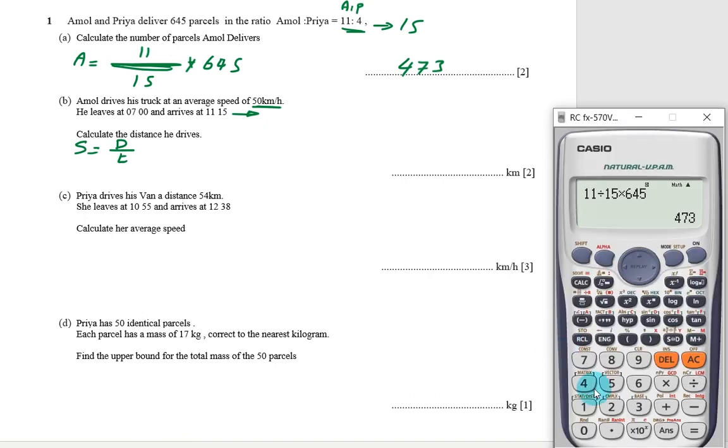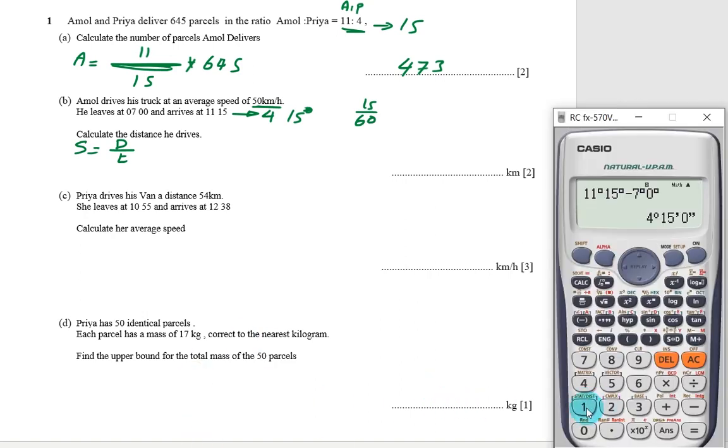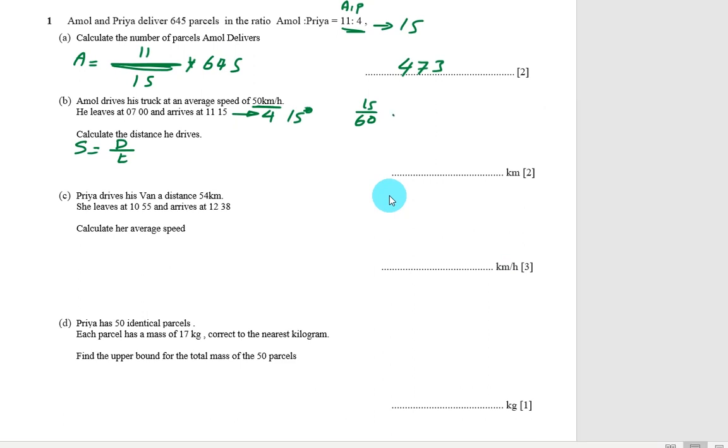Bring your calculator. 11 hours 15 minutes minus 7 hours 0 minutes. So the value is 4 hours and 15 minutes. 15 minutes means 15 divided by 60, so it's 0.25 hour. Okay, so now our time is equal to 4.25 hours.